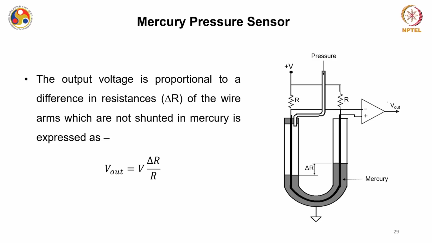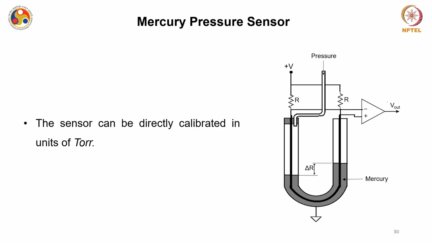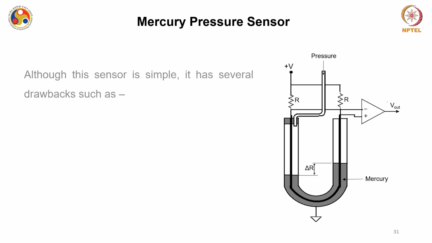So the output voltage is proportional to the difference in the resistance. I am talking about the resistance of the wire arms which are not shunted by the mercury, and this can be expressed as V out equals V into delta R by R. So this is how a basic mercury pressure sensor works. And the sensor can directly be calibrated in units of torr, because you are dealing with atmospheric pressure and so on.